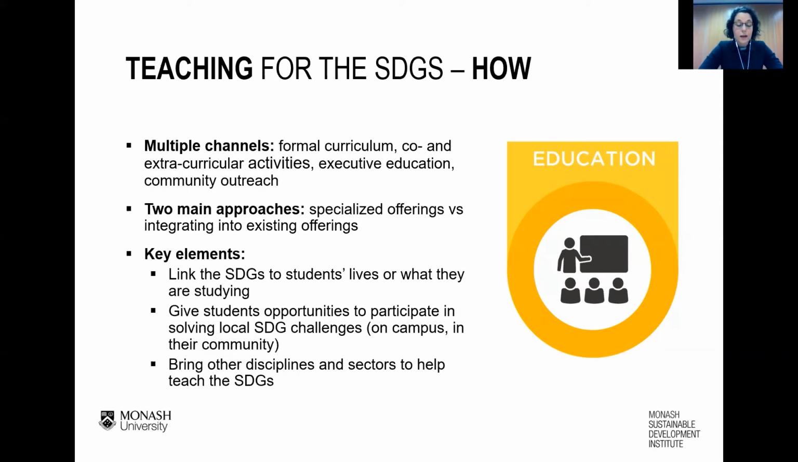community outreach. And while there are many channels, there are generally only two main approaches to teaching the SDGs, either creating specialised courses or activities specifically around the SDGs, or integrating SDG knowledge and skills into existing courses or activities across other disciplines. There are also several key elements that have been identified to strengthen SDG teaching, such as linking the SDGs to student lives or what they're studying, giving students opportunities to participate in solving local SDG challenges, for example, on campus or in their community, and bringing in experts from other disciplines and sectors to help teach the SDGs. This is a very high-level overview of teaching the SDGs, and I'll provide some resources at the end for people who want to explore this further.